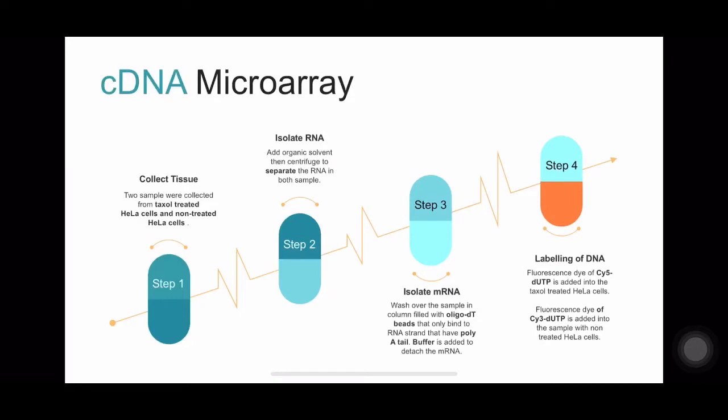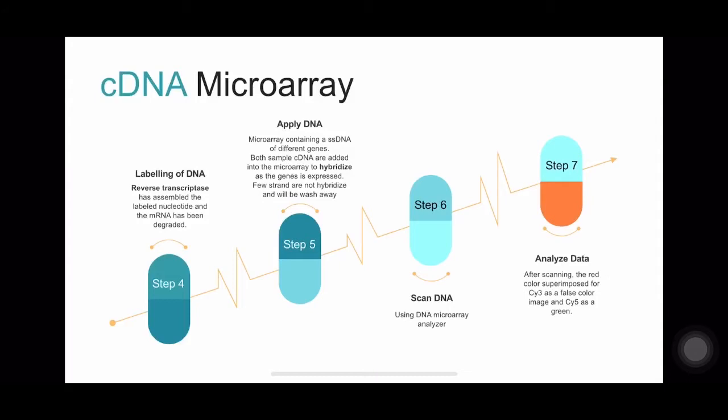Isolation of RNA is when we add organic solvent into the sample and then we centrifuge it to separate the RNA in both samples. For the isolation of mRNA, we wash the sample over a column with oligo-dT that will bind to the poly A tail of the RNA strand, and then buffer is added to detach the mRNA. Labeling of the RNA will use the fluorescent dye CY5-dUTP for the taxol-treated HeLa cell and CY3-dUTP for the non-treated HeLa cell.